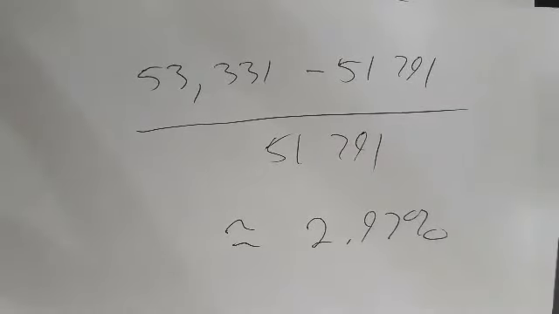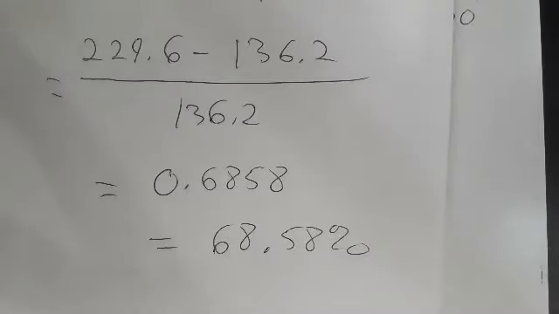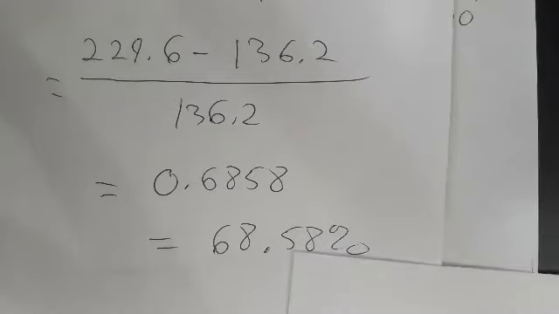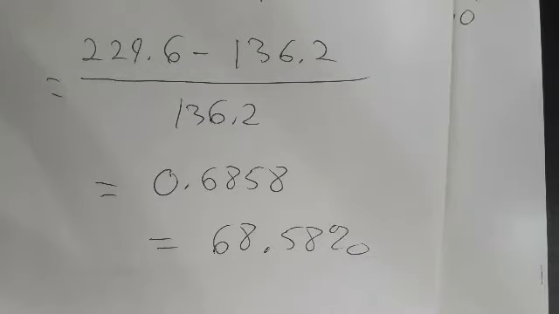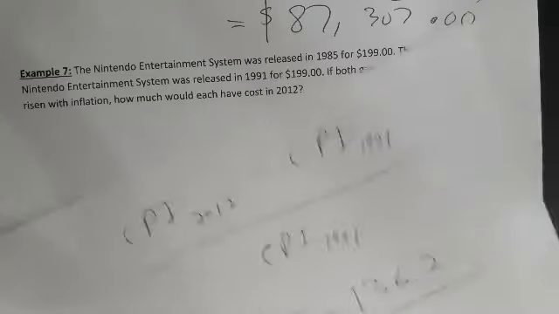So this only went up around 3%. This went up about 68%, that was the CPI. So definitely the income did not follow the CPI or the rate of inflation. Okay, and we have one last problem to go over.